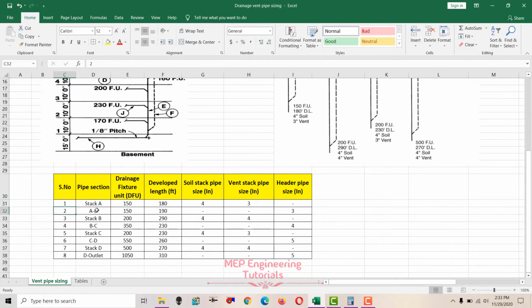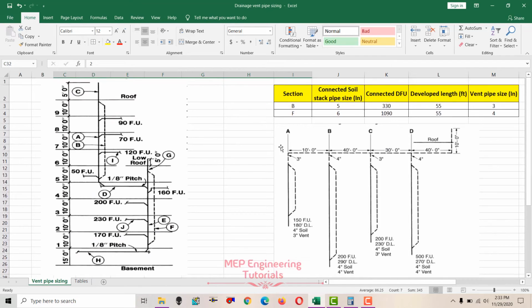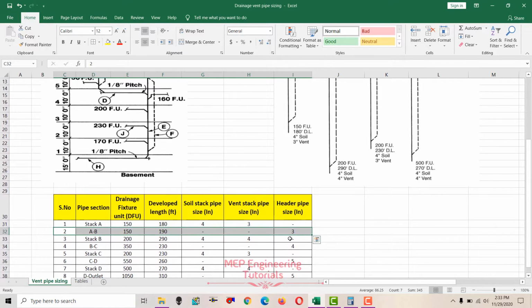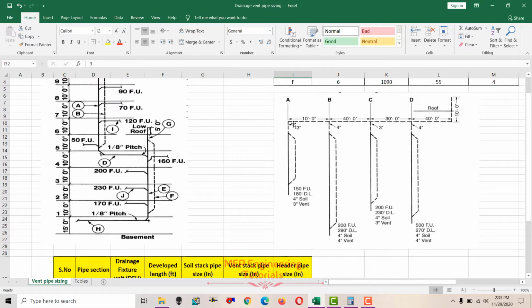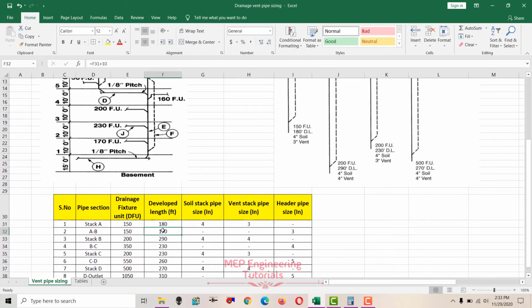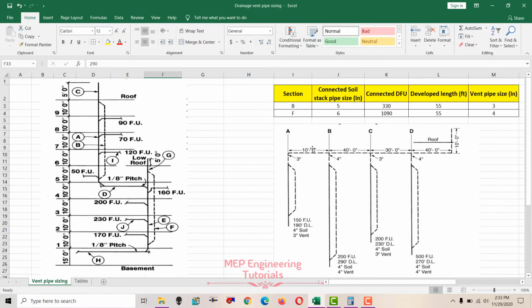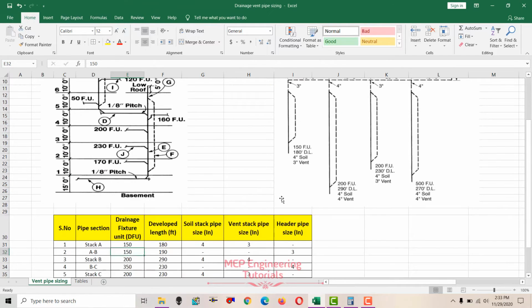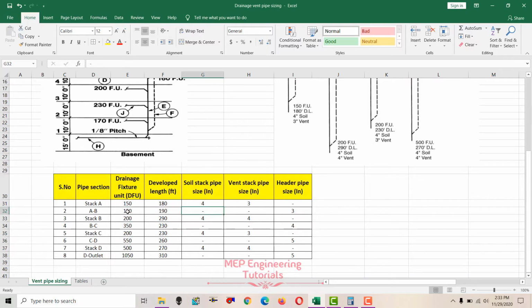So next is A to B. This is the vent header, section A to B. So here we will check the header pipe size now. The developed length is now 180 plus 10 more, that is 190. This is the 10 feet. Drainage fixture units connected are the same, that is 150. So 150 fixture units and 190 developed length.